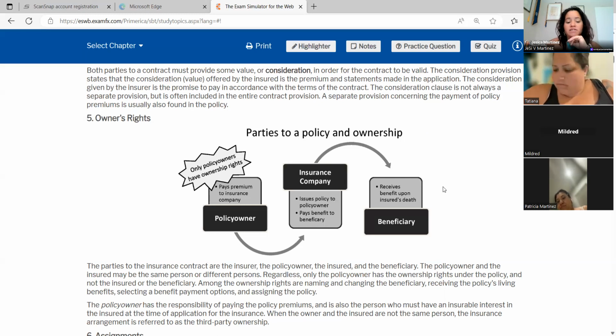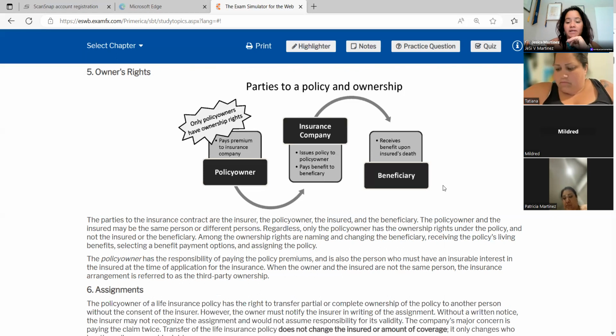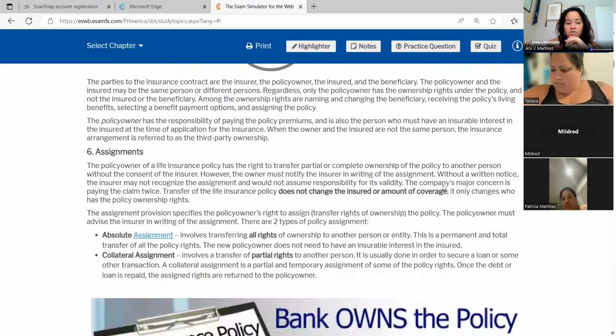The policy owner has the responsibility of paying the policy premium and is also the person who must have an insurable interest in the insured at the time of the application for the insurance. So that's kind of a recap of the previous chapters that we've seen.